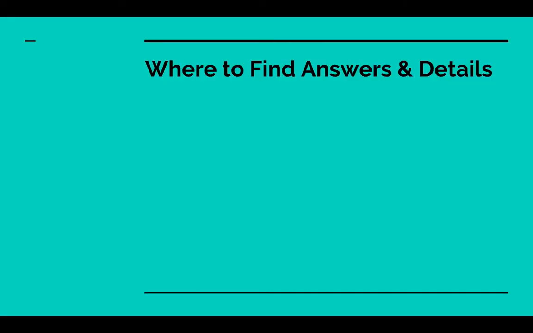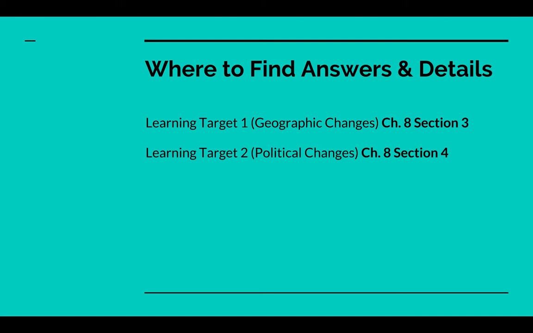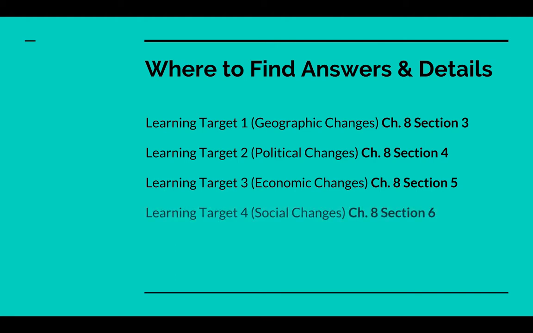Okay, so for the learning targets, I'm not going to give you the answers, obviously. However, I will tell you and put you in the right direction of where you can find the answers and details to support your responses. So for learning target 1 about geographic changes, look in Chapter 8, Section 3. For learning target 2 about political changes, look at Section 4 of Chapter 8. For learning target 3 about economic changes, look at Chapter 8, Section 5. Learning target 4 about social changes, look at Chapter 8, Section 6.